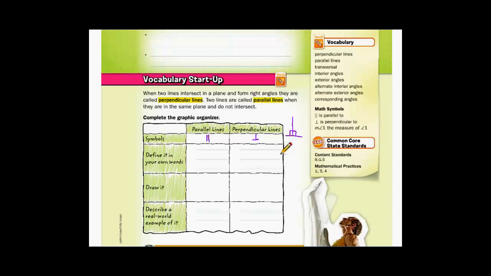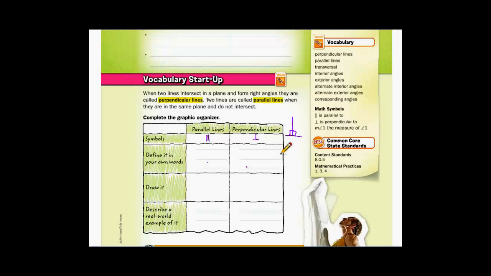So again, if we want to define it in our own words, parallel lines, lines that will never cross and they remain the same distance apart. All right? That's a lot to write in that box, but that's what I want you to know. Parallel lines are the same distance apart and they will never, ever cross. Perpendicular lines are lines that cross, but you need to go further than that. They are lines that cross to form right angles. So perpendicular lines, lines that cross, or intersecting lines that form right angles.